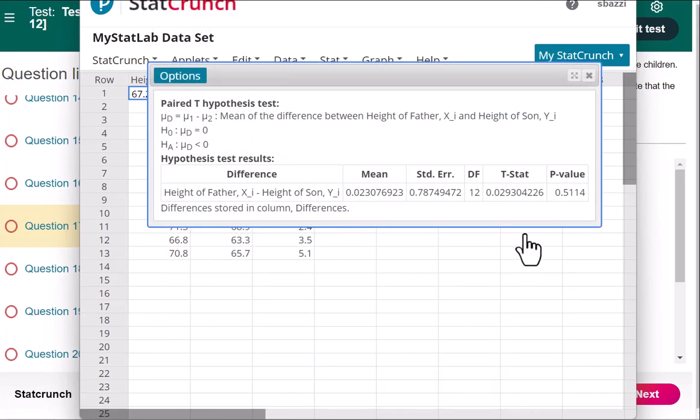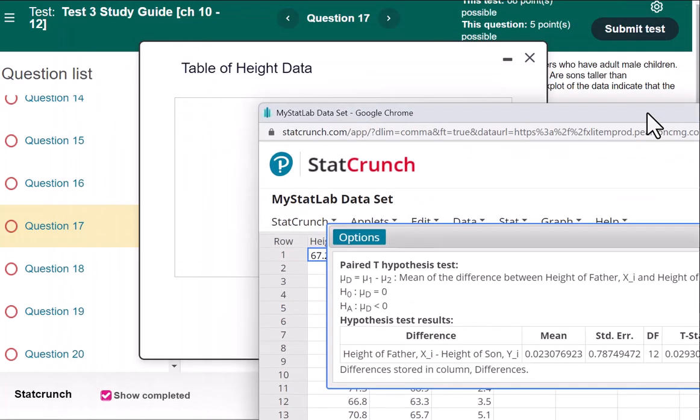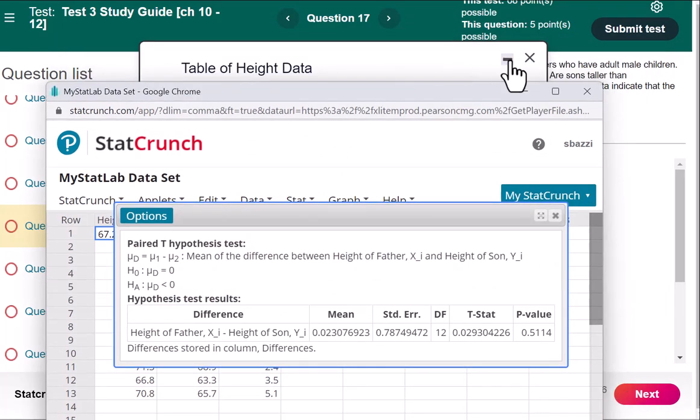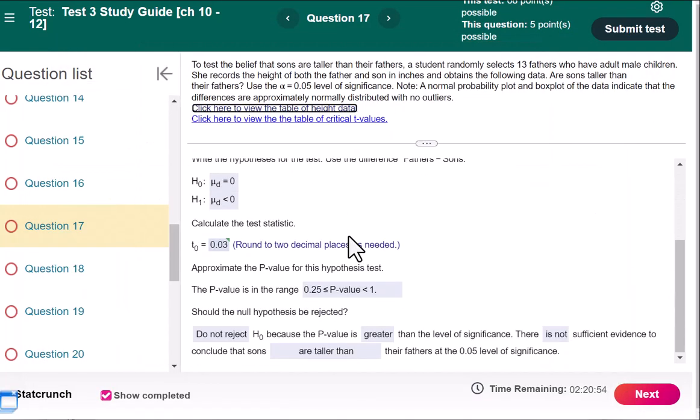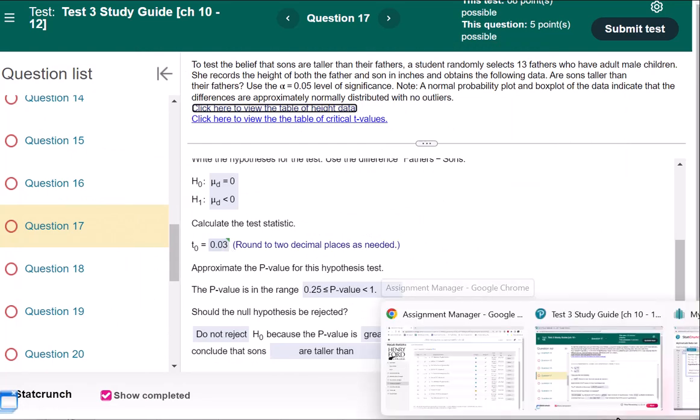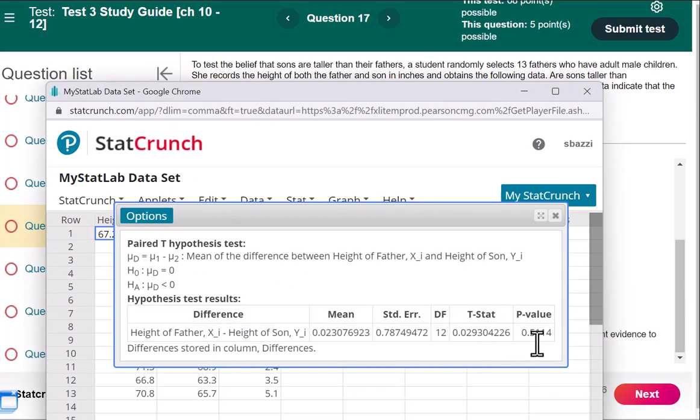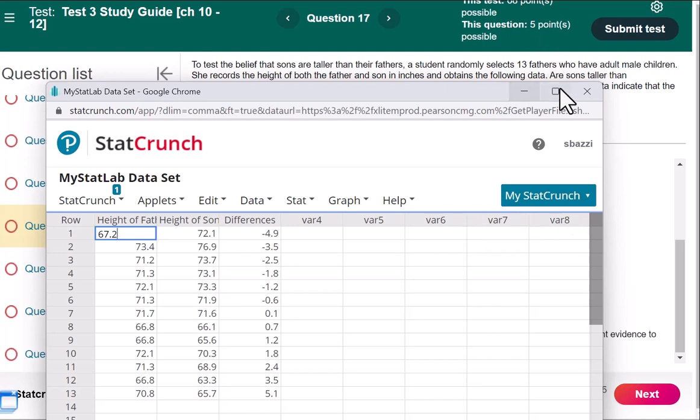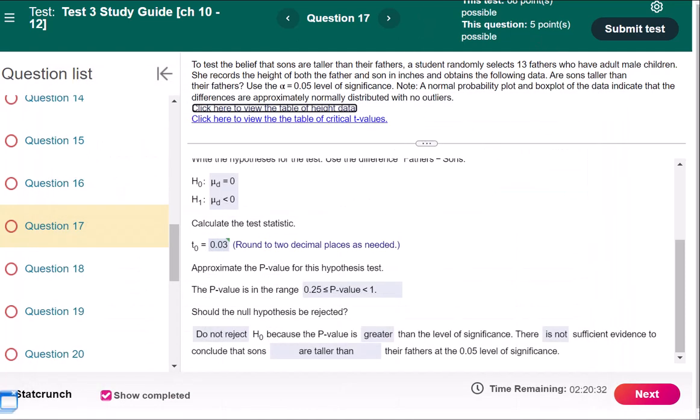Hit compute, and the test statistic is 0.02. You see right here. And look at the p-value. Let me show you the p-value one more time. P-value is huge, 0.51. So the test statistic is 0.03, and look at the p-value, it's huge. So more than alpha, you fail to reject the null hypothesis. And there is not enough evidence to conclude that the sons are taller than their fathers.